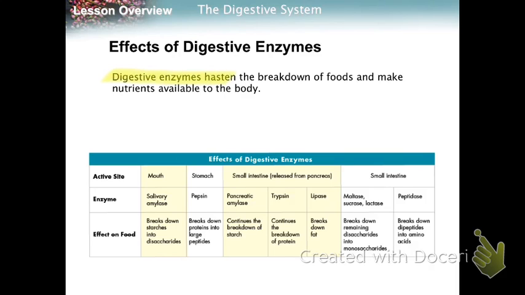Digestive enzymes hasten, or make quicker, the breakdown of foods. We're going to take a closer look at this, but we have 3 different things that we're learning about the digestive enzymes. Where they work, what their names are, and what they do to food.